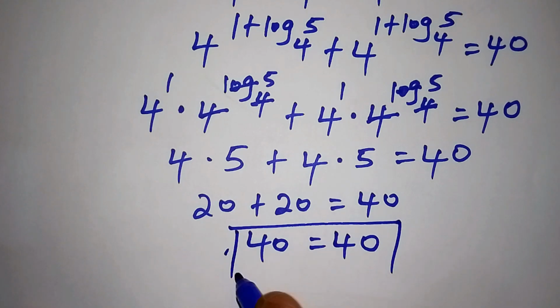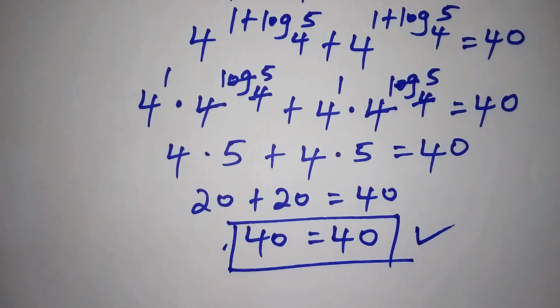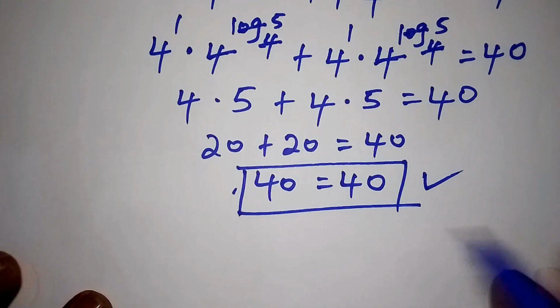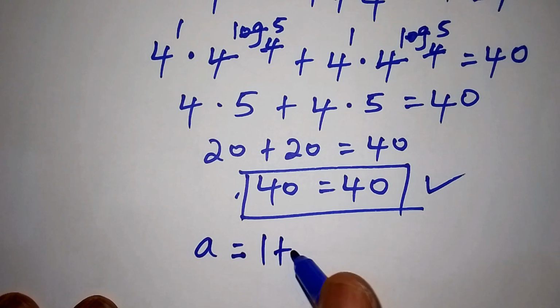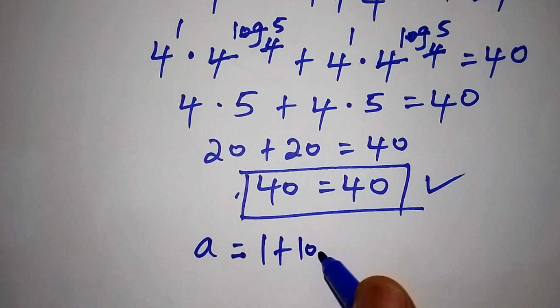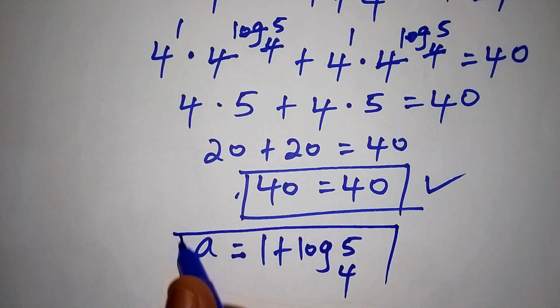So it means that when you confirm our answer, it is correct to say that, as we conclude, the value for a is equal to 1 plus the log of 5 to the base of 4. So that now makes our answer correct.